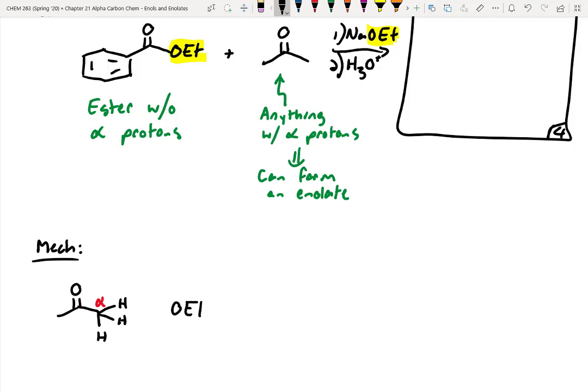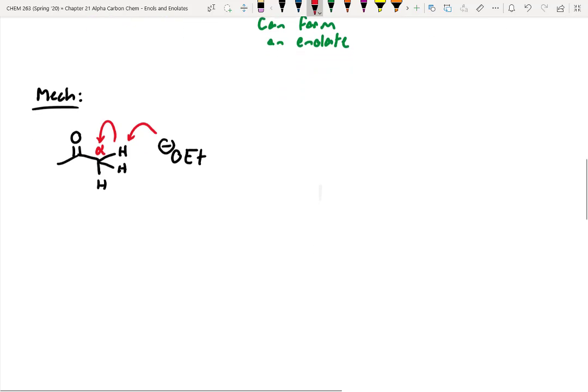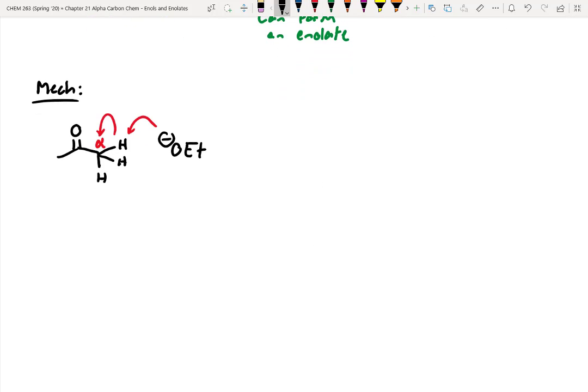So we've got ethoxide floating around. This ethoxide can grab this proton and clamp down. So let's go ahead and show this enolate. I'm not going to bother with equilibrium arrows here because we know the net reaction isn't reversible. And we've got our enolate.